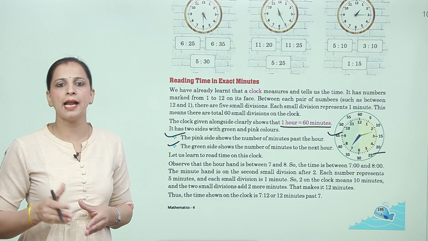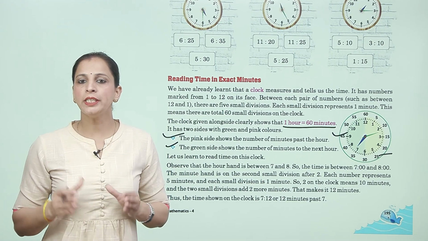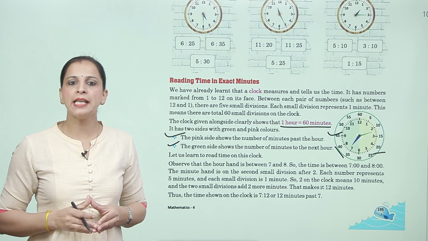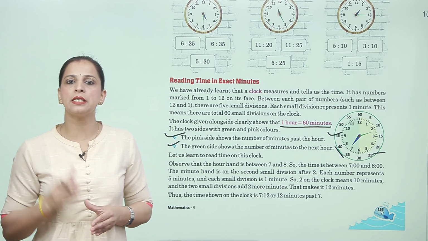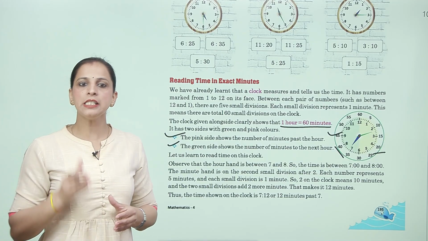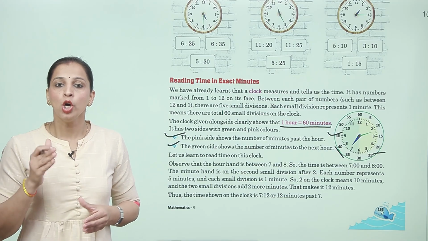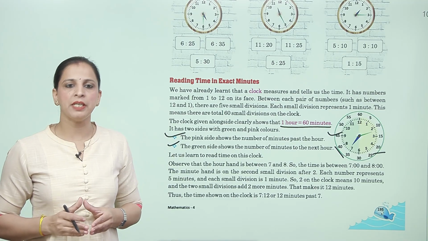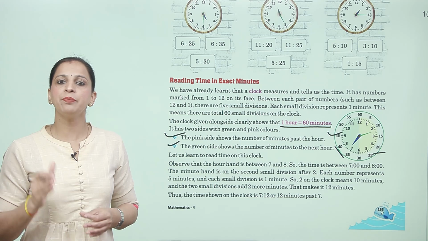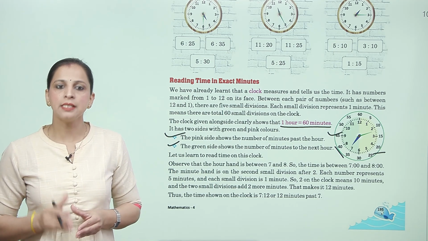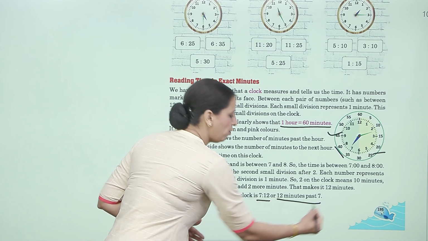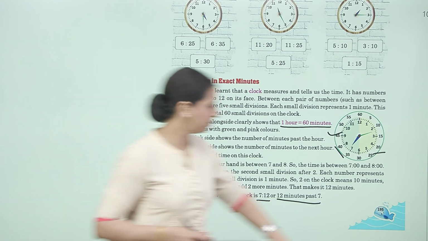Observe that the hour hand is between 7 and 8. So, the time is between 7 and 8. The minute hand is on the second small division after 2. Each number represents 5 minutes and each small division is 1 minute. So, 2 on the clock means 10 minutes and the 2 small divisions add 2 more minutes, that makes it 12 minutes. Thus, the time shown on the clock is 7:12 or 12 minutes past 7.